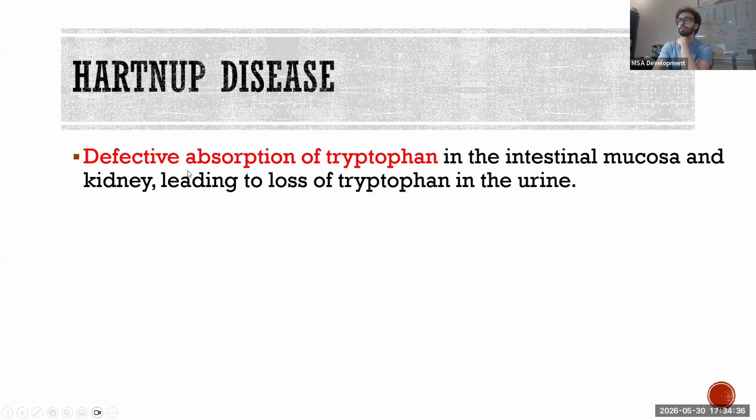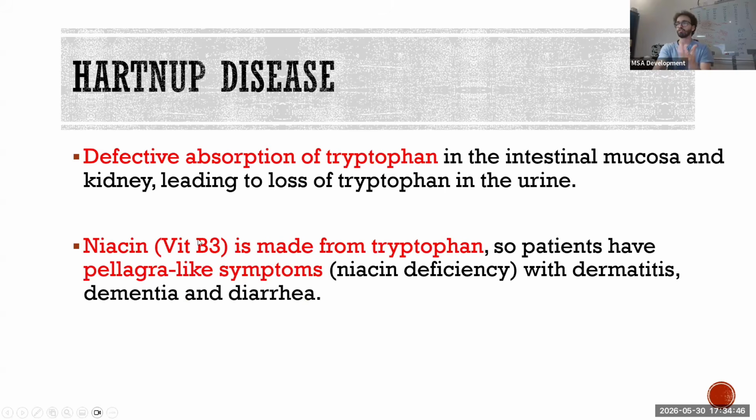Okay, Hartnup disease, another disease. This disease comes from the defective absorption of tryptophan. Tryptophan is an amino acid, you guys know it. The issue is that when we don't absorb tryptophan, we lose it in the urine, we lose its important function, which is making vitamin B3. Tryptophan is what makes vitamin B3, so we lose this function. Patients will have pellagra-like symptoms. What are pellagra-like symptoms? Basically, niacin deficiency, B3 deficiency, which is dermatitis, dementia, and diarrhea.